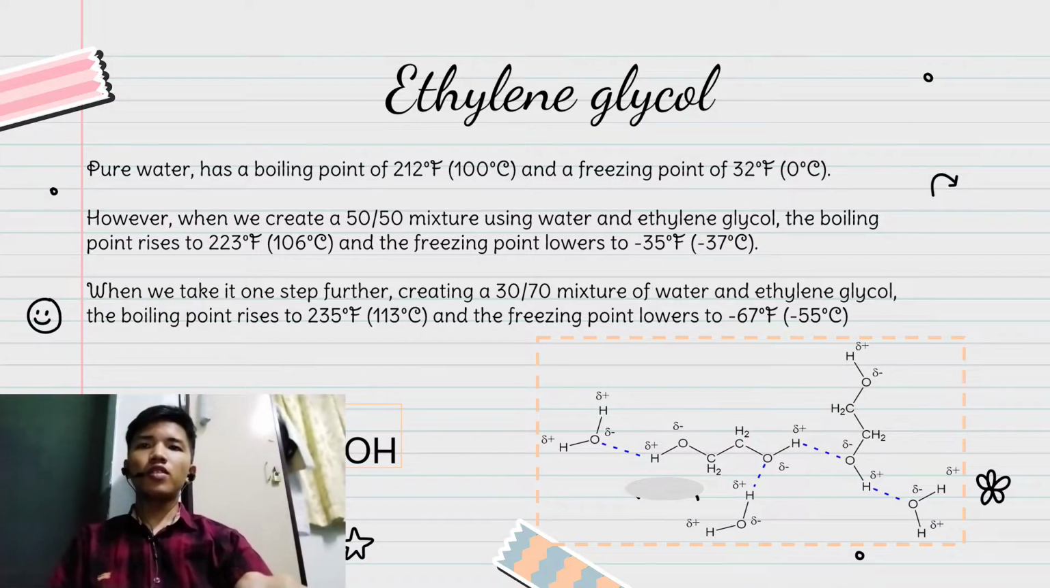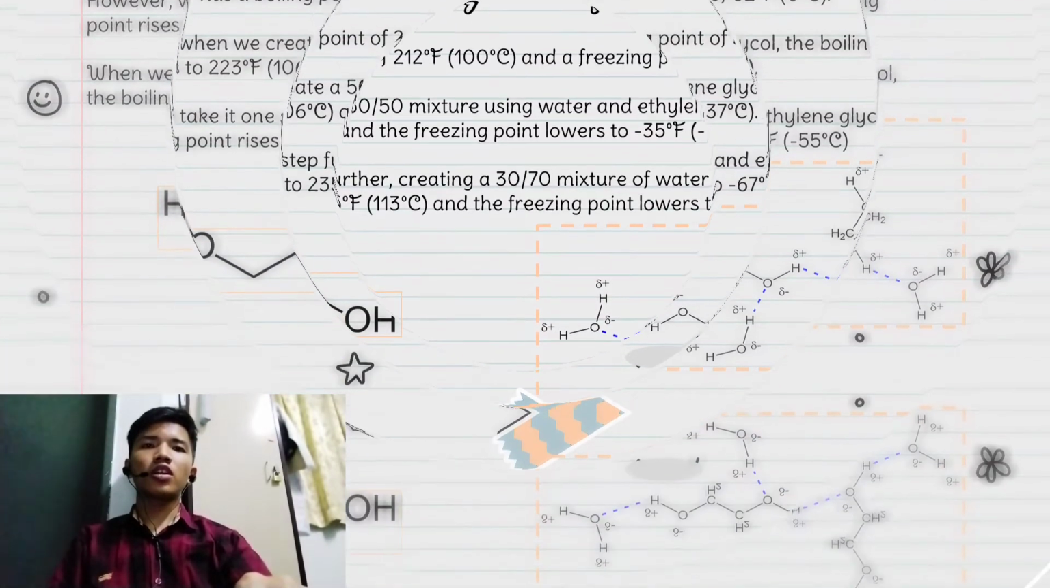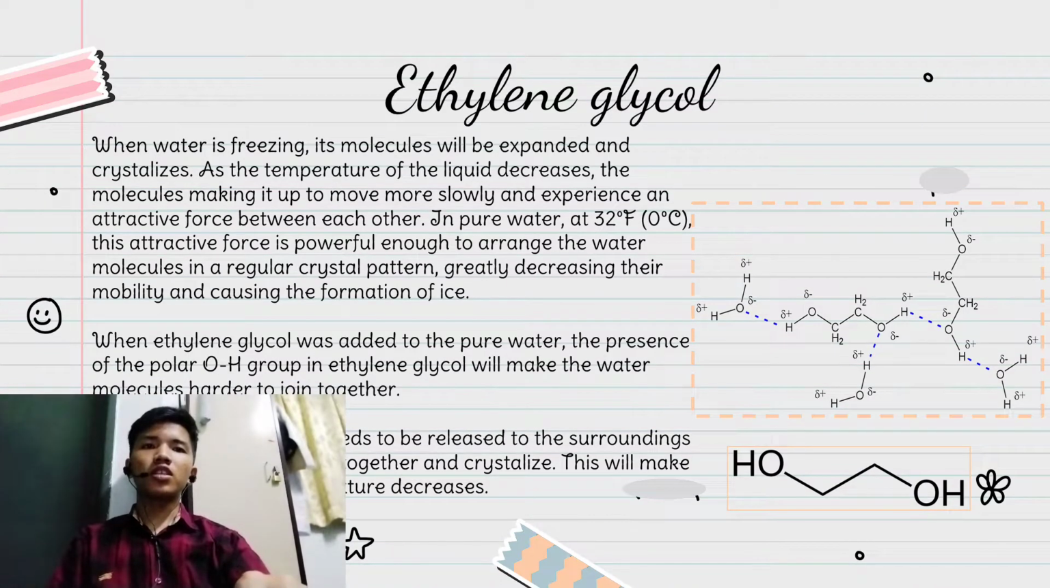However, when we create a 50-50 mixture using water and ethylene glycol, the boiling point rises to 223 degrees Fahrenheit, which is 106 degrees Celsius, and the freezing point lowers to negative 35 degrees Fahrenheit, which is negative 37 degrees Celsius. So next, when we take it one step further, creating a 30-70 mixture of water and ethylene glycol, the boiling point rises to 235 degrees Fahrenheit and 113 degrees Celsius, and the freezing point lowers to negative 67 degrees Fahrenheit, which is negative 55 degrees Celsius.